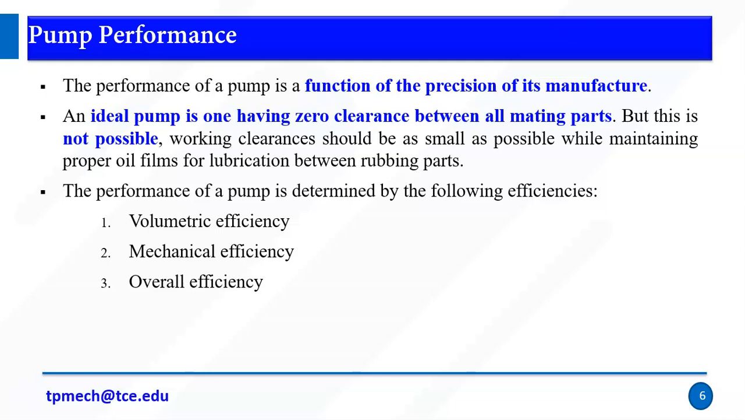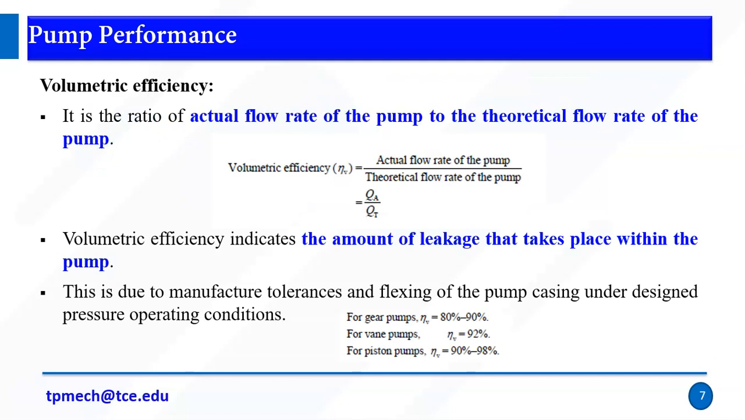So the working clearance should be as small as possible while maintaining proper oil films for lubricating between the rubbing parts, right? So we cannot provide more clearance. At the same time, we can give the minimum clearance, but in order to avoid wear and tear, we use some lubricating oils, right? The performance of pumps is driven by 3 categories: volumetric efficiency, mechanical efficiency, and overall efficiency. The first one is volumetric efficiency. It is the ratio of the actual flow rate of the pump to the theoretical flow rate of the pump, right?